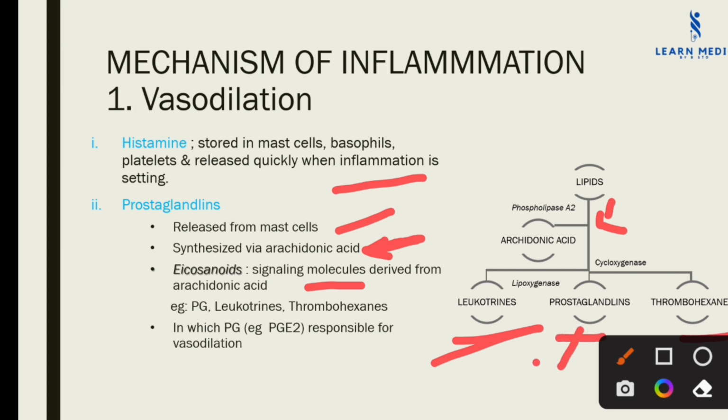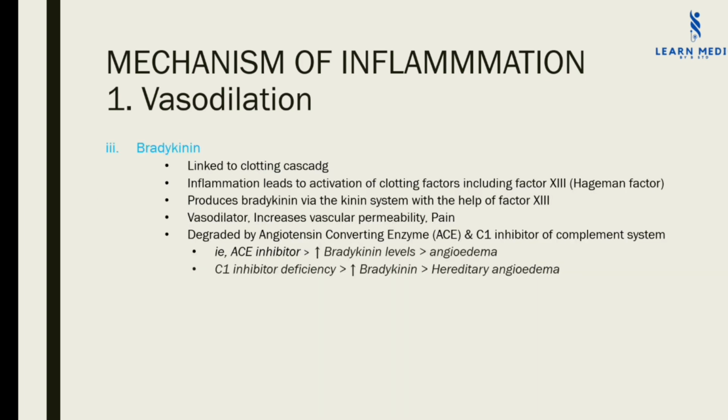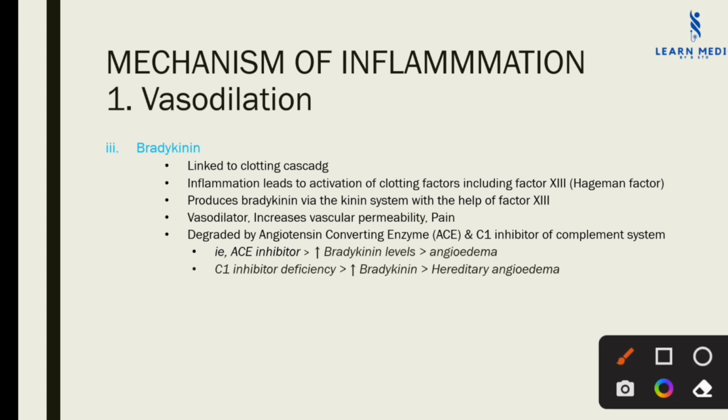From the prostaglandins, vasodilation occurs. Thus, histamine and prostaglandins help increase vasodilation when inflammation is setting in. So, the next one is bradykinin. It is the third component of the triggering substances for vasodilation, which is linked to the clotting cascade.